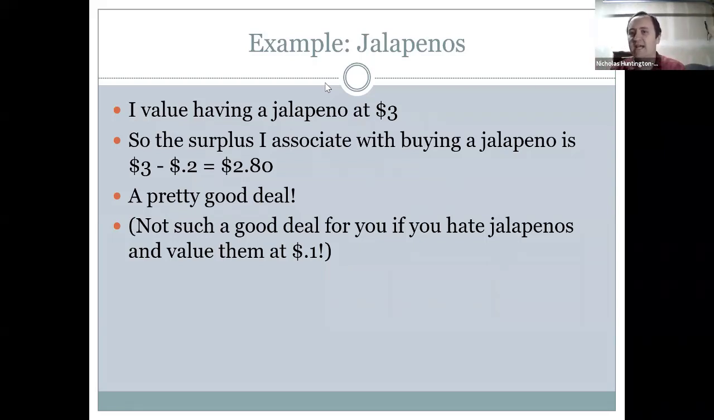So I want you to think for a second. Think to yourself, what's the exact amount of satisfaction in dollar terms that you would get out of having a jalapeno? And put it in the chat for me. I see 30 cents.